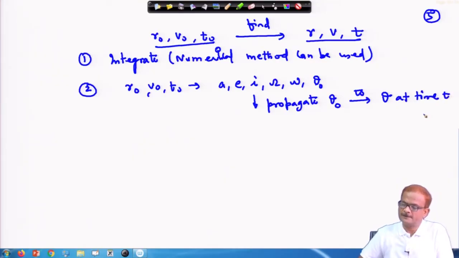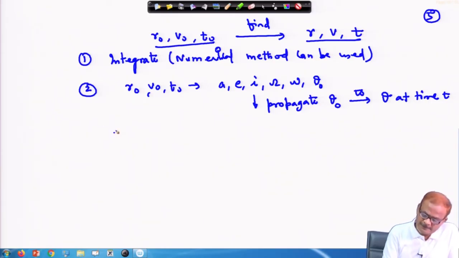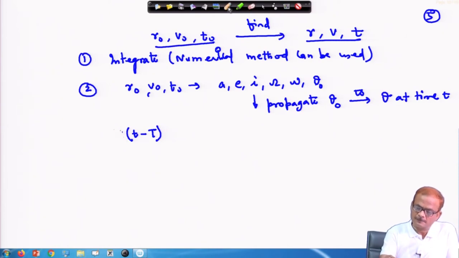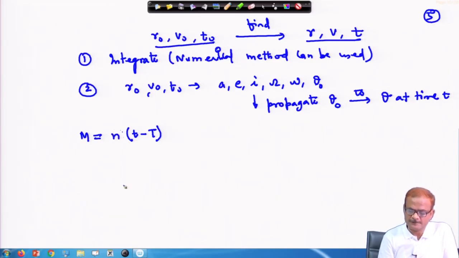So, how to propagate till time t? For that, what do we need? M equal to n times t minus t naught. So, if you know the orbit, a is known to you and mu is known. Okay. So, therefore, this quantity is known to us.